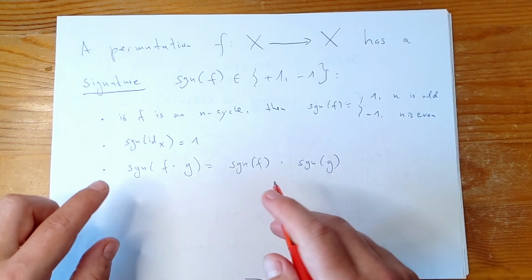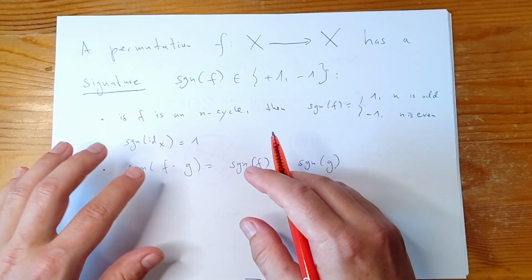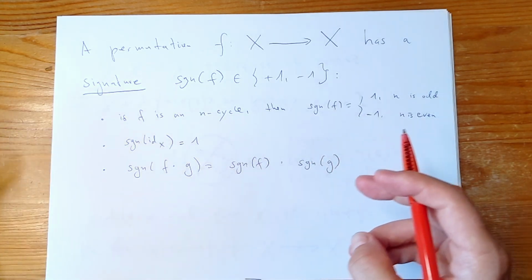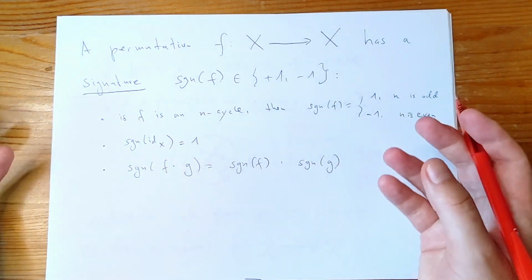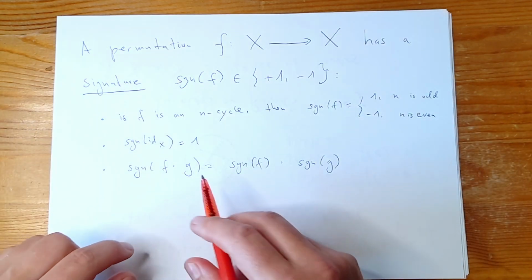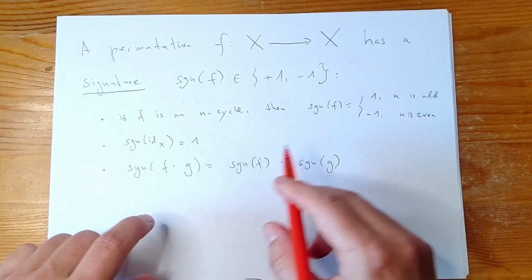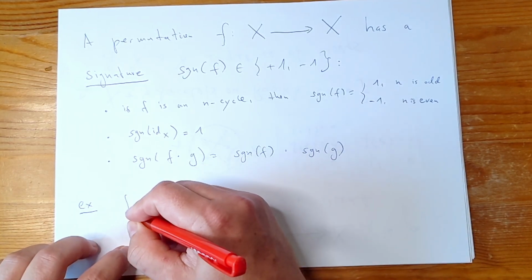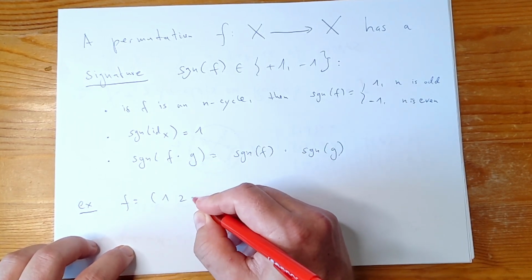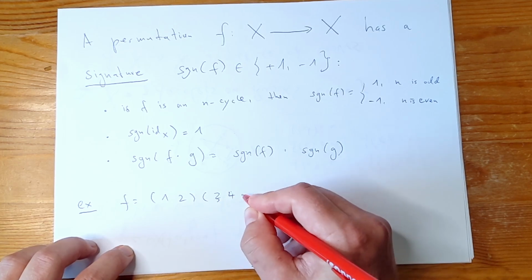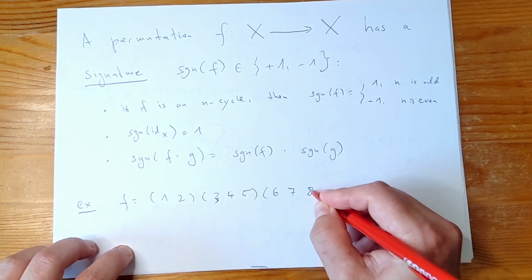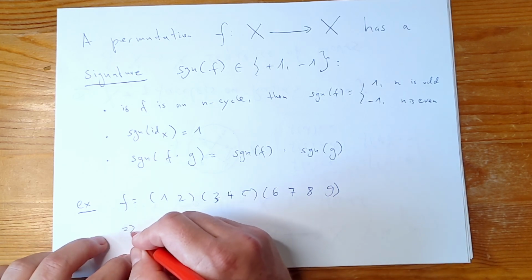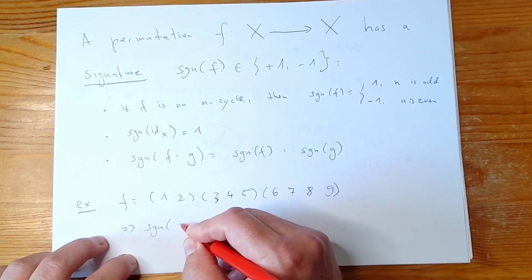Okay, and this makes it possible to compute the signature of every permutation you can imagine. Because remember, every permutation is a product of disjoint cycles, and then you can just apply these rules here to compute the signature. So for example, if f is this permutation, so it's a 2 cycle, a 3 cycle, and a 4 cycle, we can compute it as follows.